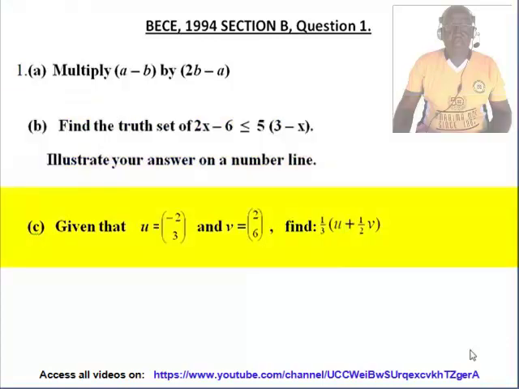1c. Given that u = −2/3 and v = 2/6, find 1/3 (u + ½v).